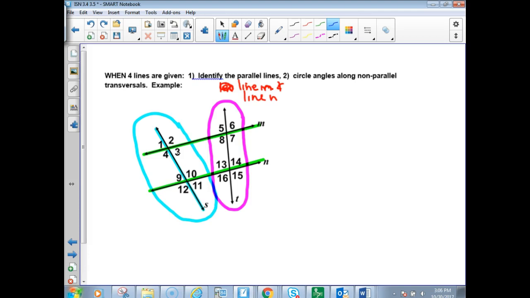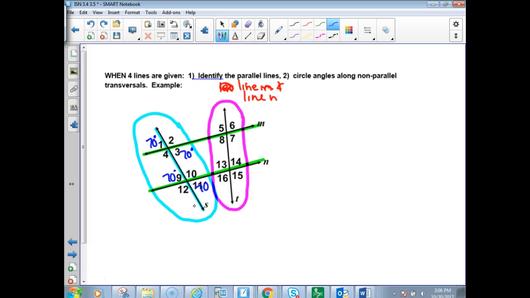So here's an example for you. Let's say that angle 1 was 70. What other angles would be 70? Angle 3 would be 70 because it's vertical to angle 1. Angle 9 would be 70 because it's corresponding to angle 1. Angle 11 would be 70 because it's corresponding to angle 3 or alternate exterior to angle 1.